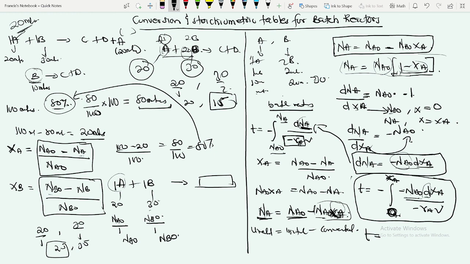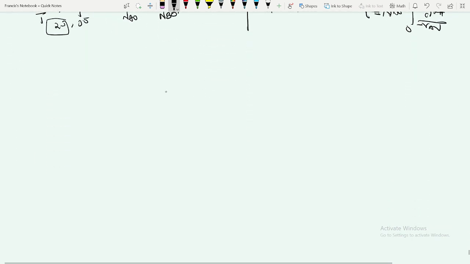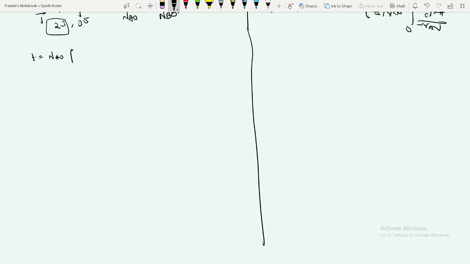So you can bring our Na naught out here. And then because this is negative, they give us positive. So Na naught integral from 0 to Xa dXA over RAV. So we are left with this: t is equal to Na naught integral from 0 to Xa dXA over RAV. So now this becomes our design equation.